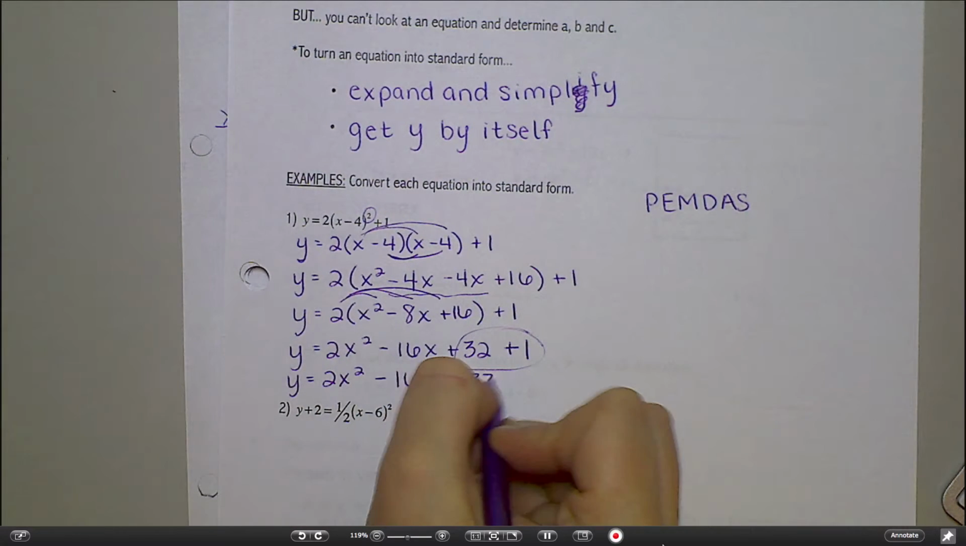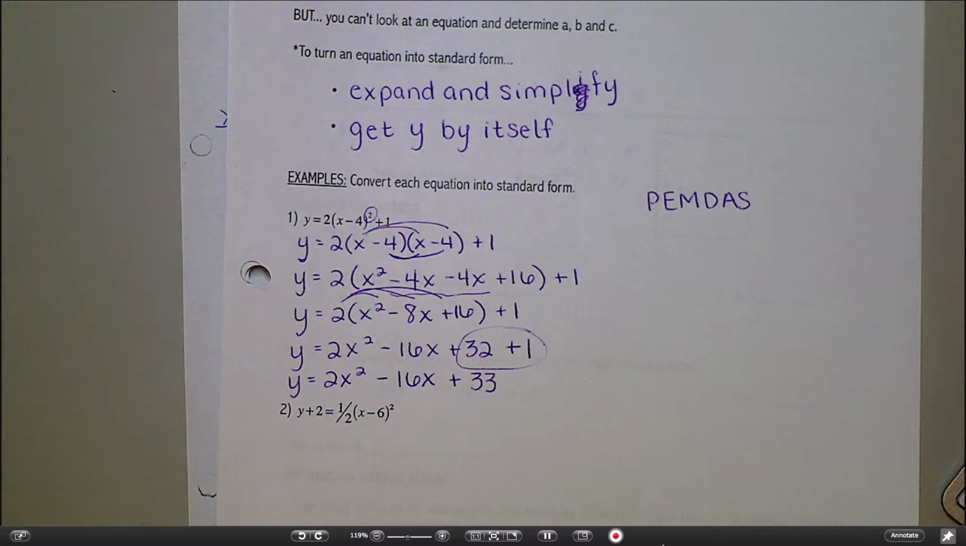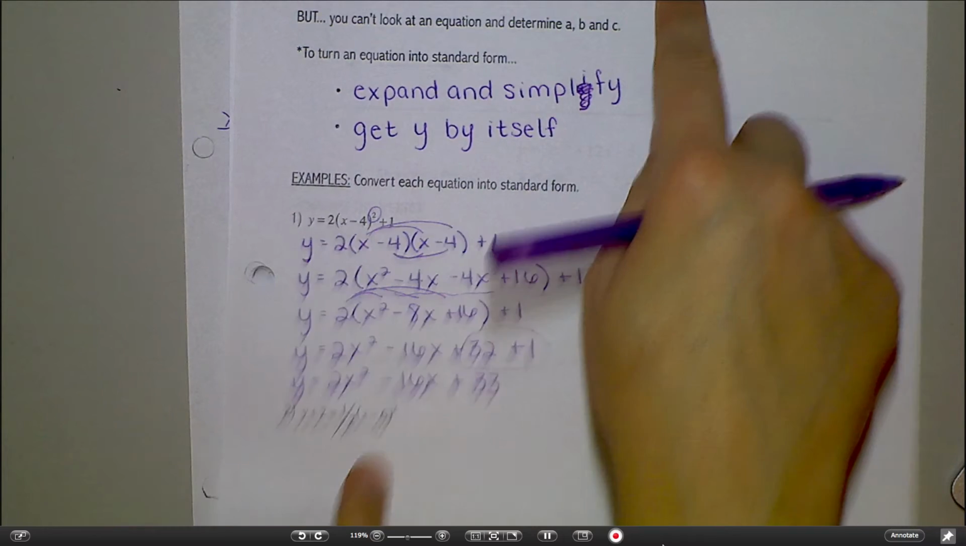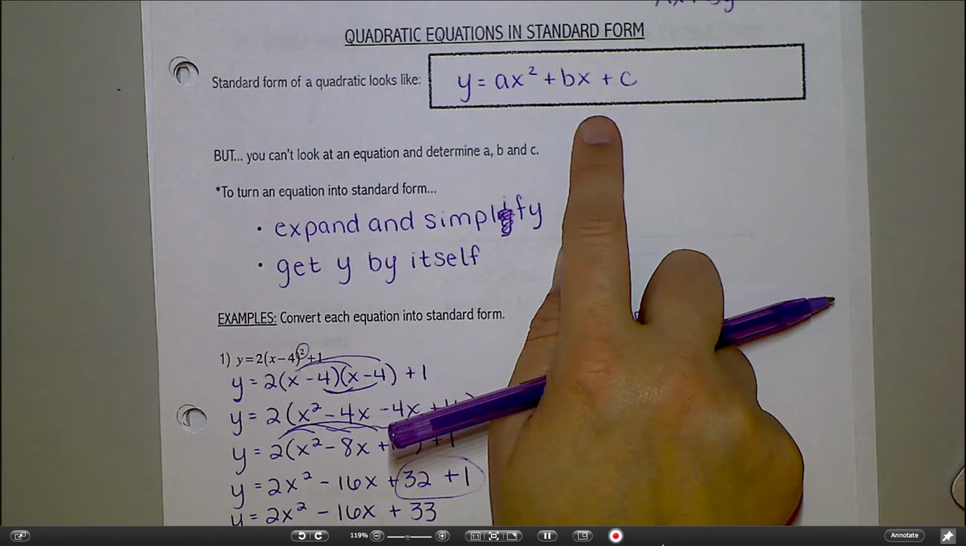So see how there's nothing new. Nothing I did today was new. I used FOIL, and then I just combined like terms and simplified where I could. And now that looks like your standard form equation up here. Let's do one more.